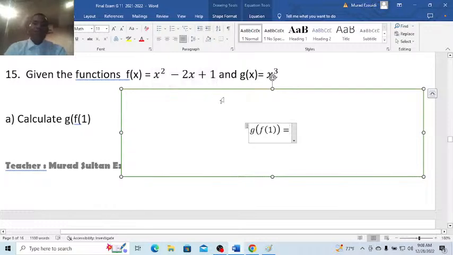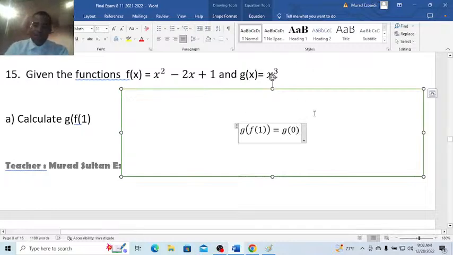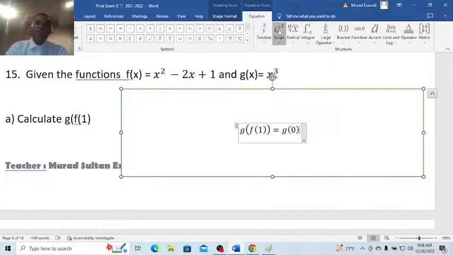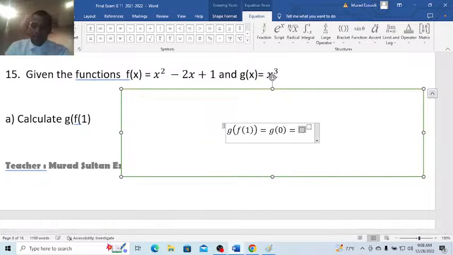1 squared is 1, so it will be g of 0. It will be equal to g of 0, okay. G of 0 here will be equal to 0 cubed, equal to 0 to the power 3, which is in fact equal to 0, okay.